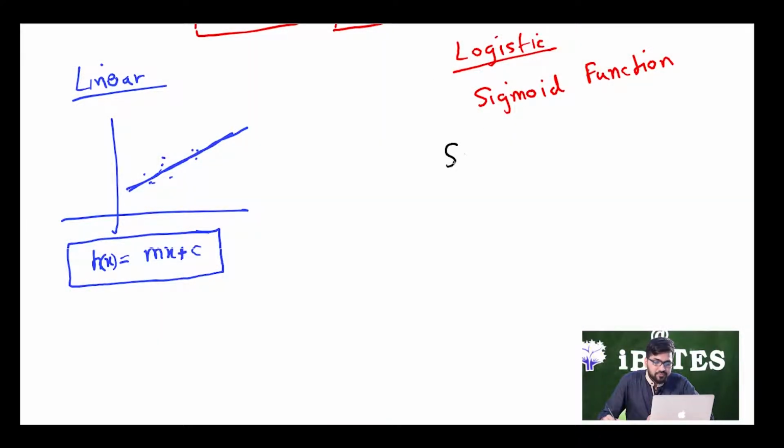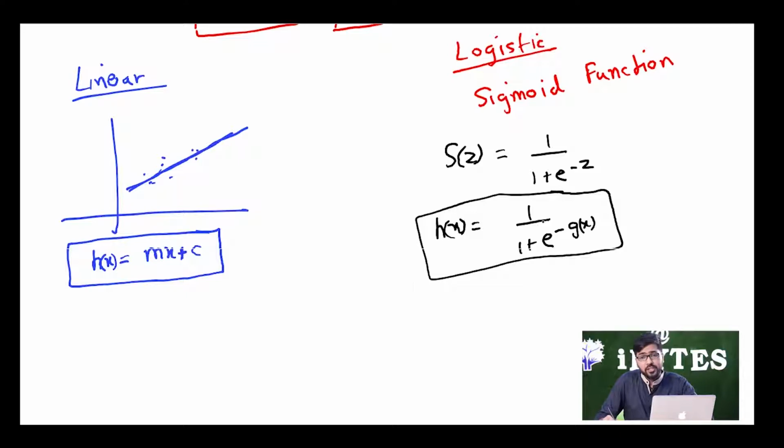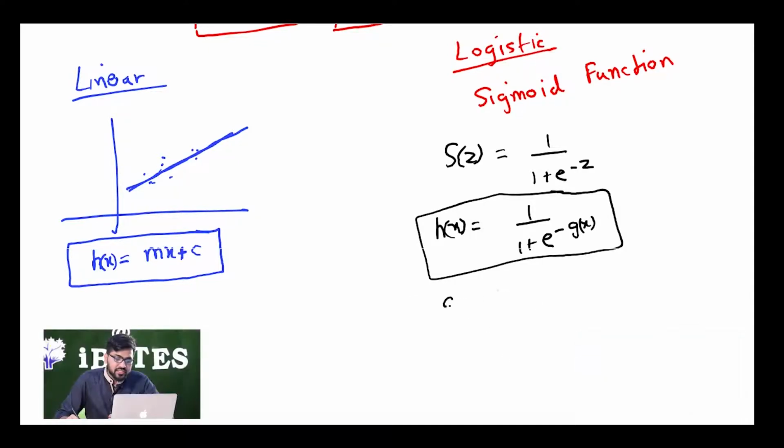Now what is the sigmoid function? The sigmoid function basically is s(z) is equal to 1 upon 1 plus e to the power minus z. For our purpose, we are going to write h(x) is equal to 1 upon 1 plus e to the power minus g(x). So basically our hypothesis function is 1 upon 1 plus e to the power minus g(x), where g(x) is going to be m1 x1 plus m2 x2 plus m3 x3 and so on plus c. So this is going to be my g(x).